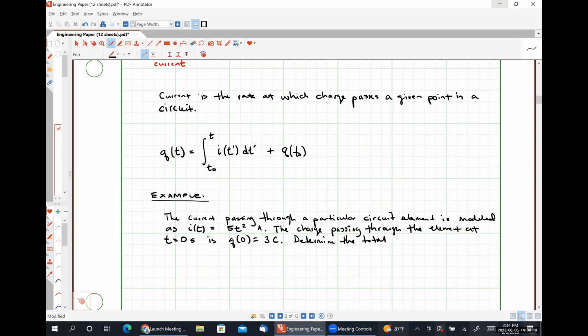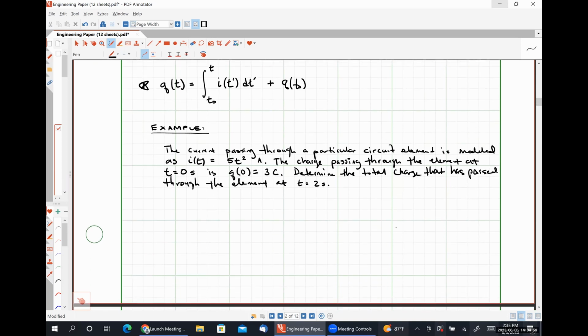Determine the total charge that is passed through the element at t equal to 2 seconds, right? So we know how the current is behaving. We know what the initial condition on our charge was, so we should be using this equation.